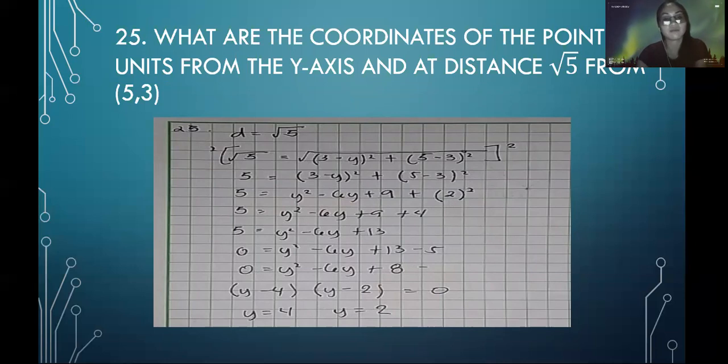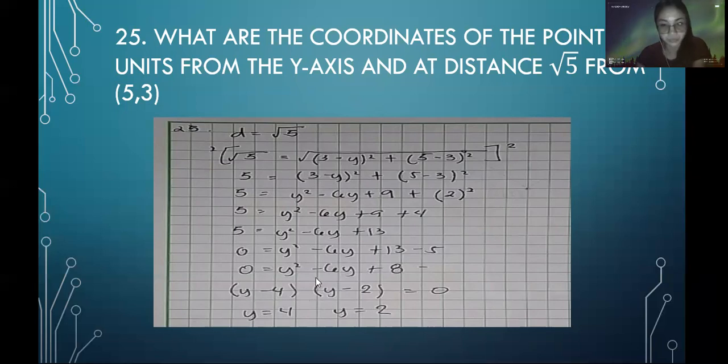So 5 equals y squared minus 6y plus 9. Then 5 minus 3 is equal to 2 squared. So 5 equals y squared minus 6y plus 9 plus 2 squared, which is equal to 4. So 5 equals y squared minus 6y, then 9 plus 4 is equal to 13. So 5 transposed to this side will become negative 5. So 0 is equal to y squared minus 6y plus 13 minus 5. So 0 is equal to y squared minus 6y plus 8.